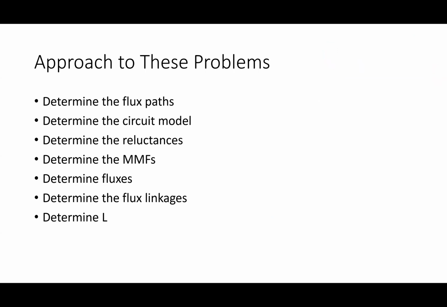The one you have in the homework is about as hard as they could ever get, and it's a pretty basic circuits problem. So when we do these problems, this is basically the steps, and problem 5 in the homework is just like this. I get the flux paths, get the circuit model, get the reluctances, get the MMFs, get the fluxes, get the flux linkages, get the L. It's a very mechanical sort of process.